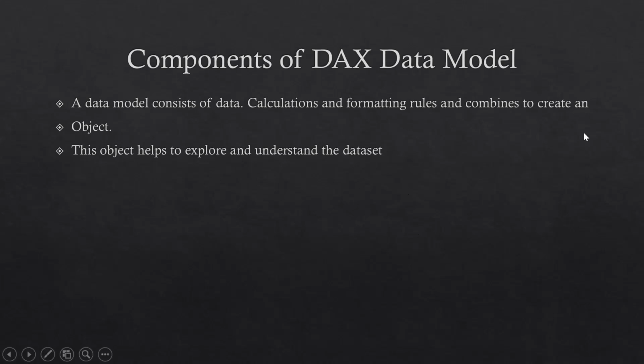Components of the DAX data model. A data model consists of data, calculation and performing rules, and combines the tables and objects. Like data models, I already taught you guys in RDBMS and in databases, right? So a data model is a description of data in a database. Same here.